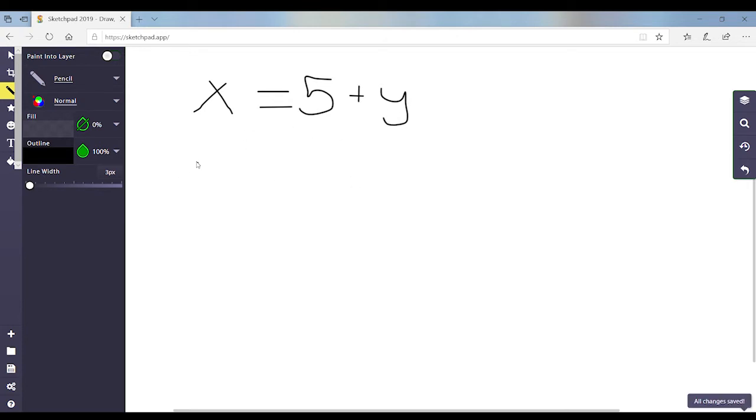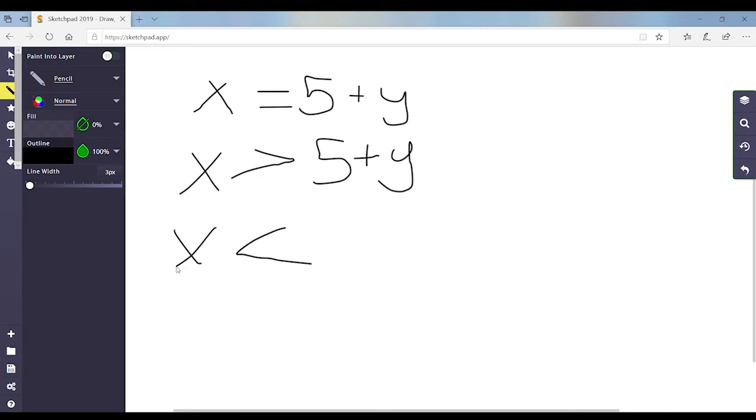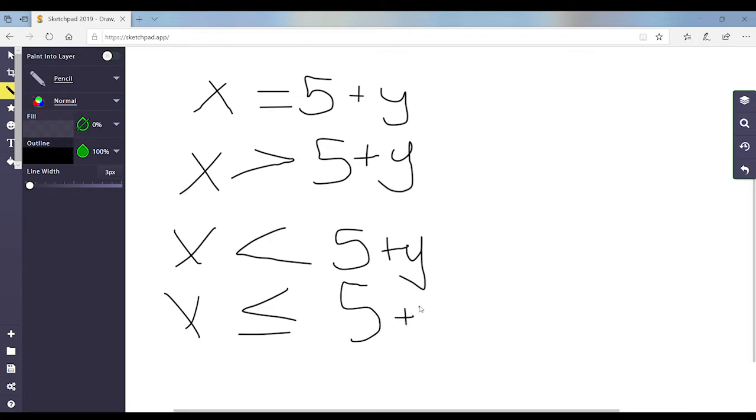While an inequality will be x is greater than 5 plus y. So this means greater than because that's the sign that they use. X would be greater than 5 plus y, or if you did this, x would be less than 5 plus y. And if you did this, where you draw a line underneath, you would have x is less than or equal to 5 plus y. So you don't get a definite answer from this.